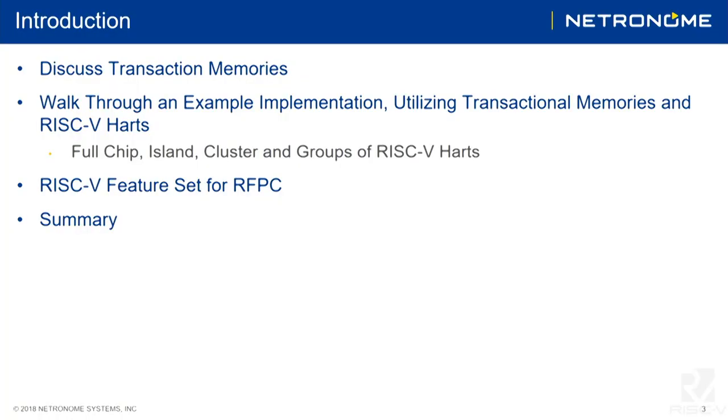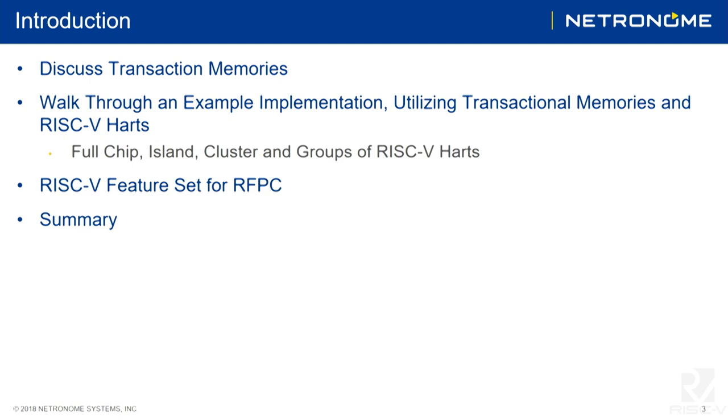Today we're going to discuss how we build up a RISC-V into thousands of processors. We're going to discuss transactional memories. We're going to do a walkthrough of an example application utilizing the transactional memories in RISC-V Harts. We're going to start at the full chip level and work our way down to an island, cluster, and groups of RISC-V Harts. We're going to talk about the modifications that are required to tailor the RISC-V for our embedded application, which is a SmartNIC marketplace, and then maybe talk about a little bit of summaries.